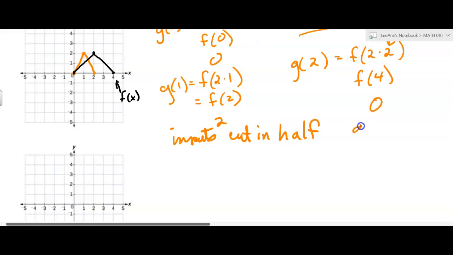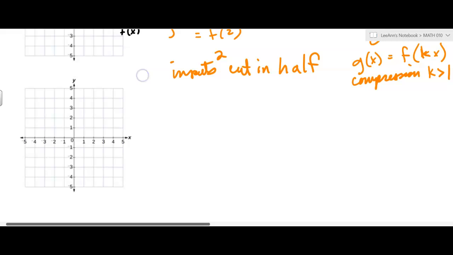So when you have g of x equals f of kx, it's a compression if k is greater than 1. So probably opposite of what you're thinking. Okay, now let's do the stretch.